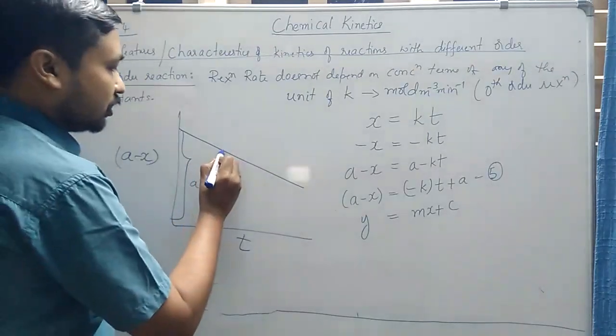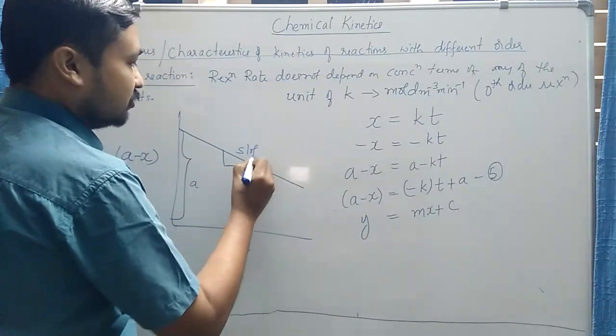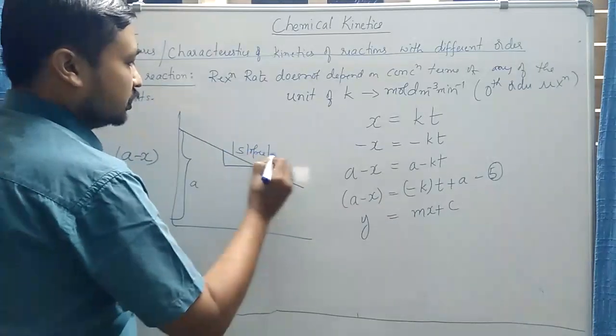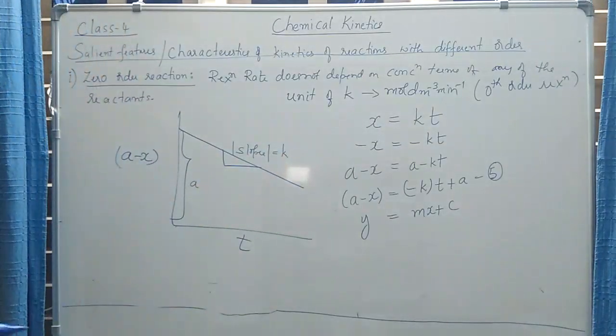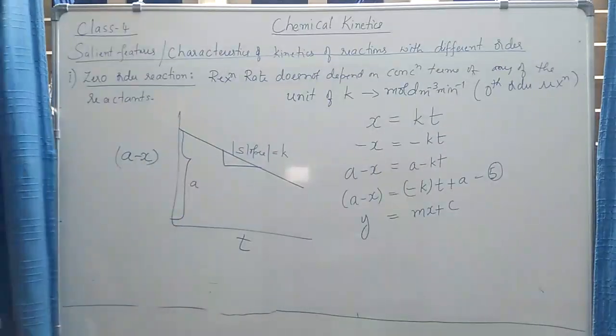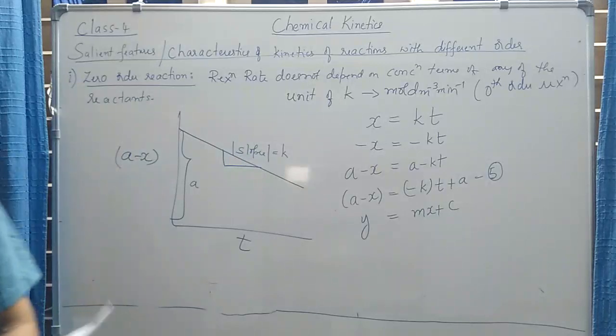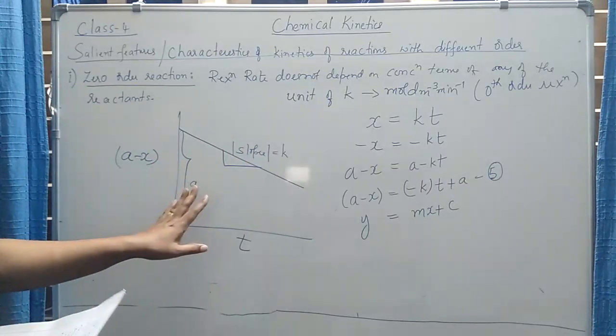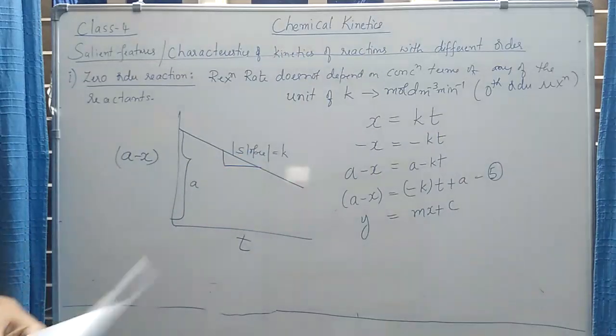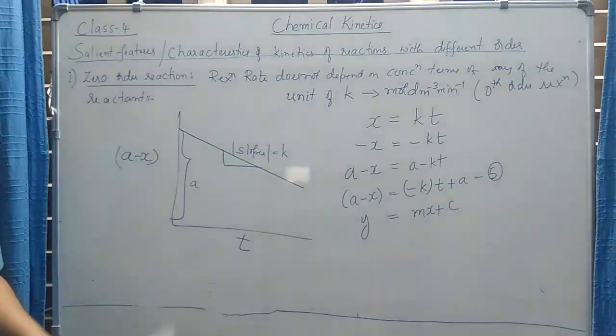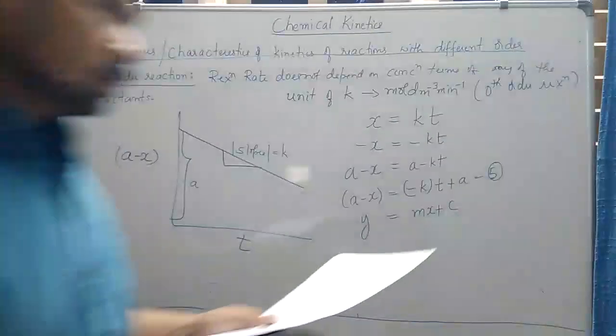And what is the slope of this line? The magnitude of slope is K. So the magnitude of slope is nothing but the magnitude of rate constant K. So either you can plot a graph of x versus t, or you can plot a graph of a minus x versus t in order to obtain or verify the rate constant, in order to verify whether the reaction is zeroth order. And if you get this characteristic graph, you can find out what is the rate constant of the reaction. So this is the salient feature of a zeroth order reaction.